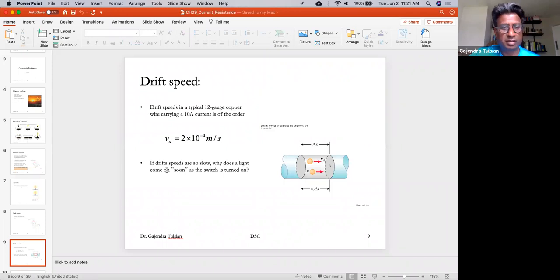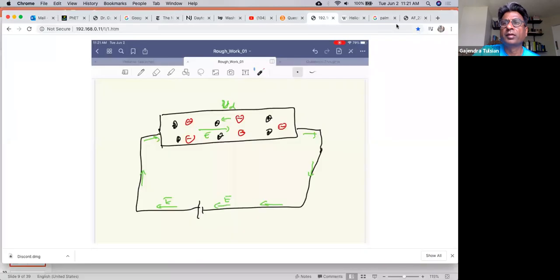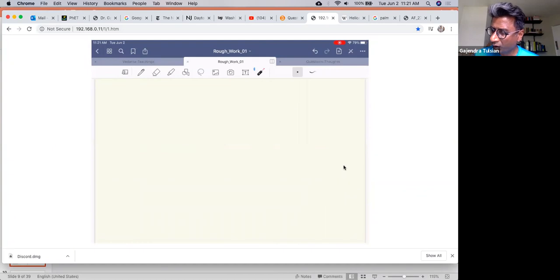So here's a question for you guys to think about. If drift speed is so slow, why does a light come on as soon as the switch is turned on? Okay. So what we're saying is the following. So let's say here's a light bulb.